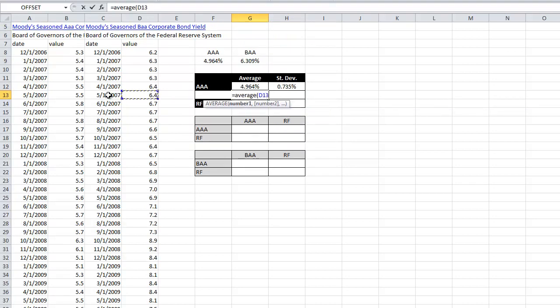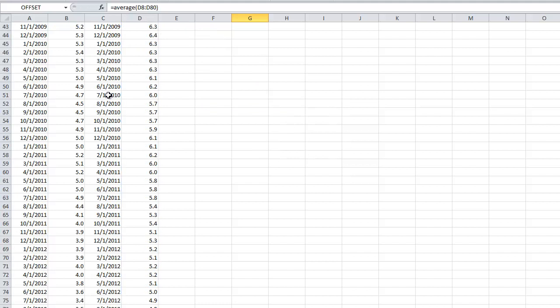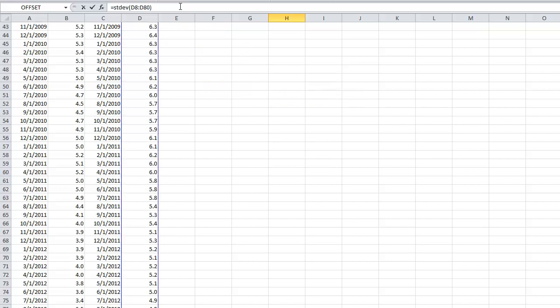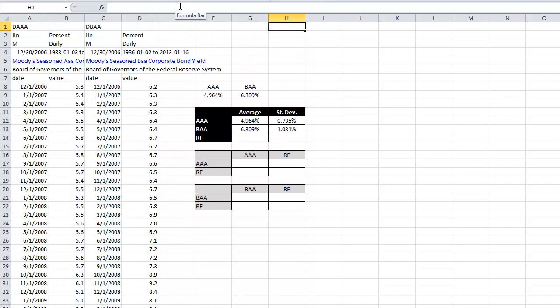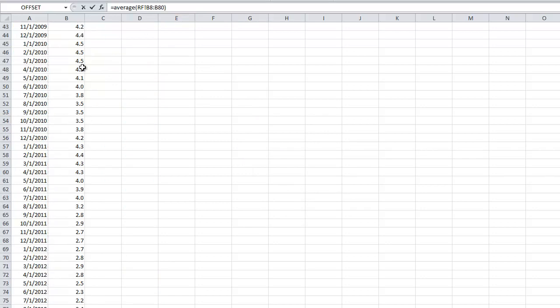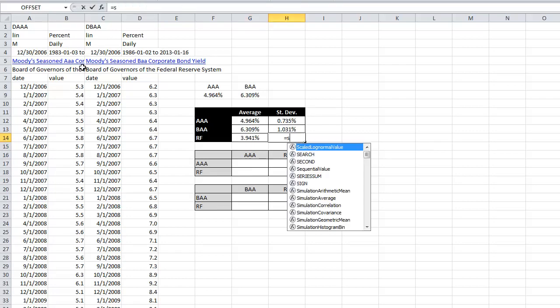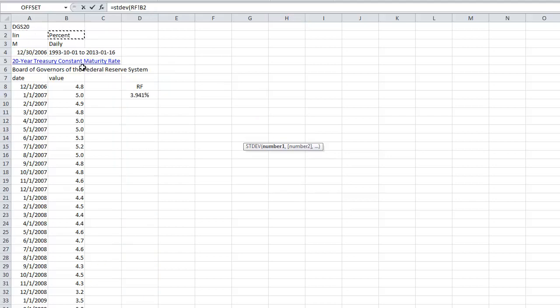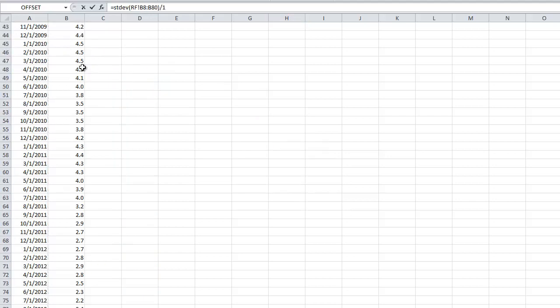So average for the BAA bonds, we need to divide that by 100 and get the standard deviation divided by 100. Okay, I also want to get this for the risk-free rate. So let's go up to our risk-free rate page, and I'm just going to take the average of my risk-free rate and divide it by 100. And I'm going to get the standard deviation from that same data. So there's the risk-free data, divide it by 100.